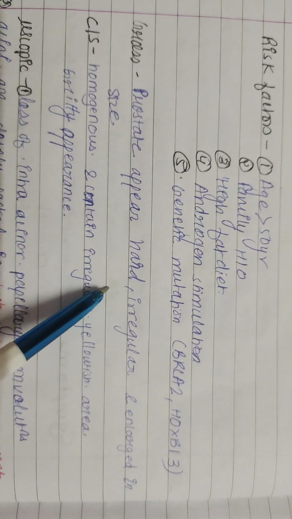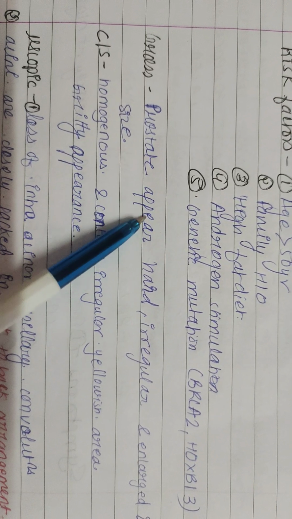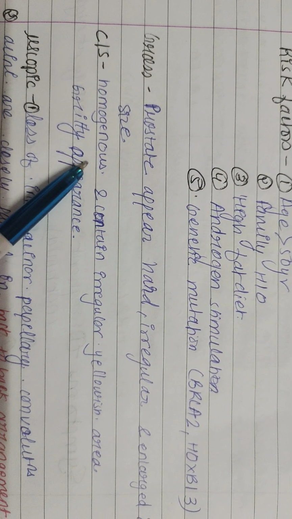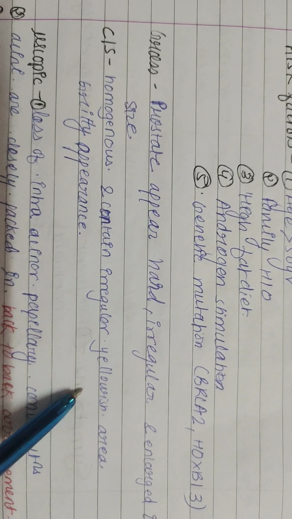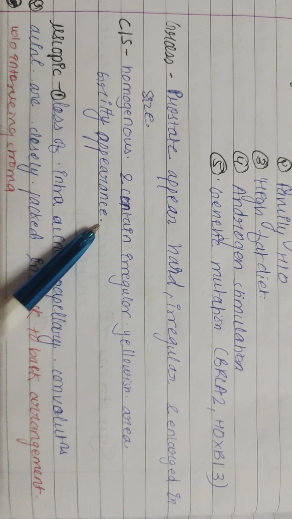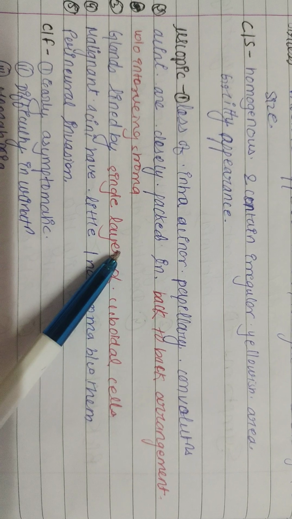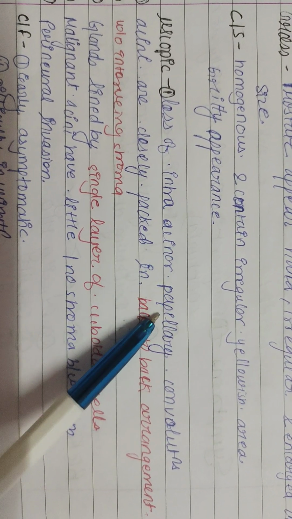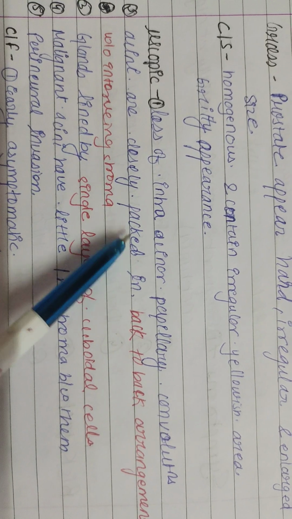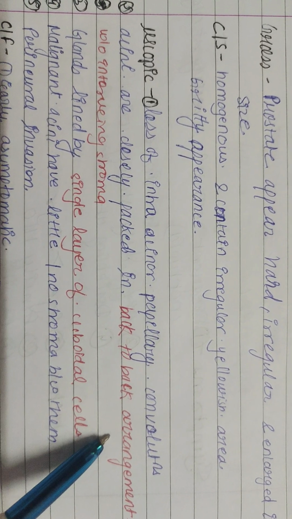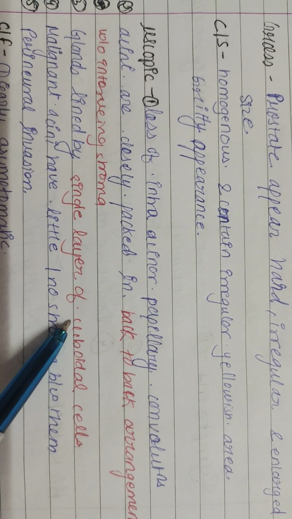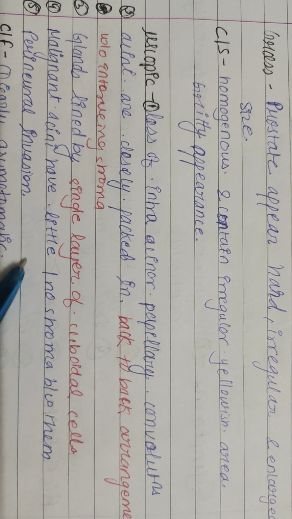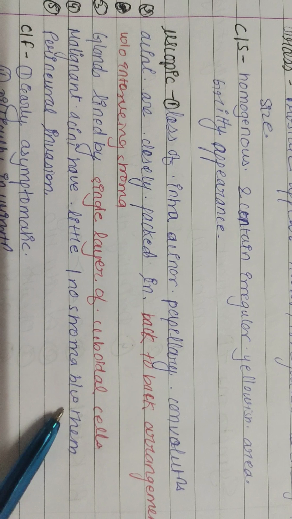Now the gross appearance of prostate carcinoma is a prostate that appears hard, irregular and enlarged in size. Cut sections show a homogeneous appearance and contain irregular yellowish areas and are gritty in appearance. The microscopic features of prostate carcinoma are loss of intra-acinar papillary infoldings. Acini are closely packed in a back-to-back arrangement without intervening stroma, and glands are lined by a single layer of cuboidal cells, and malignant acini have little or no stroma between them.